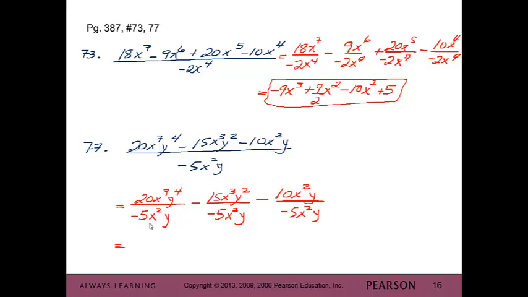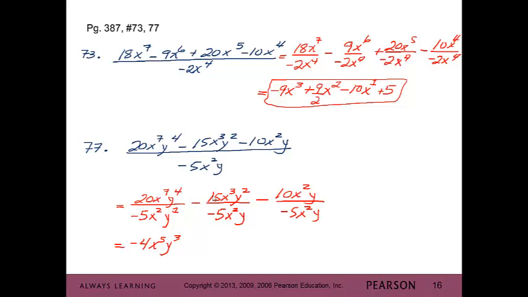Now remember to divide your monomials, divide your coefficients into each other, keep the base, and subtract your exponents. So 20 divided by negative 5 is negative 4. Keep the x. 7 minus 2 is 5. And then y, remember there's an invisible 1 here. So 4 minus 1 is 3. So the first term becomes negative 4x to the fifth, y to the third.